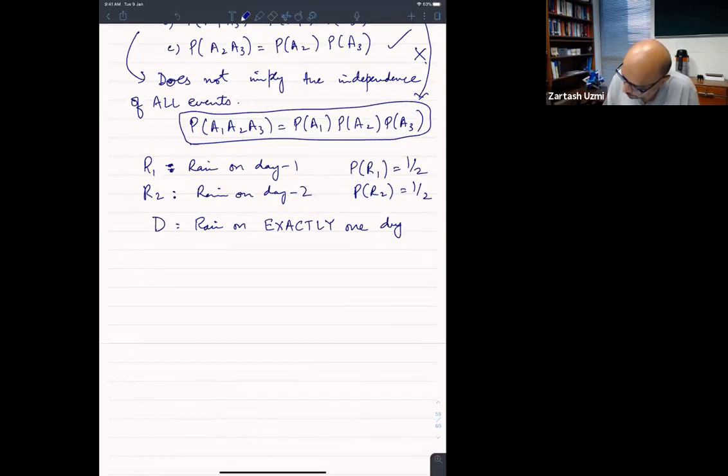So everyone can find the probability of D. What would be the probability of D?